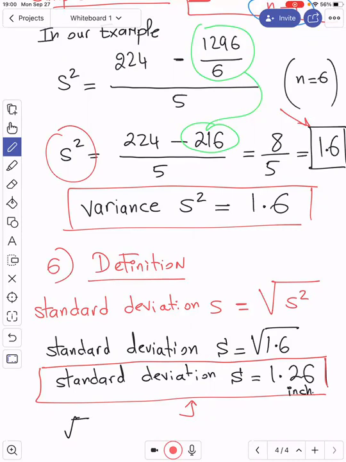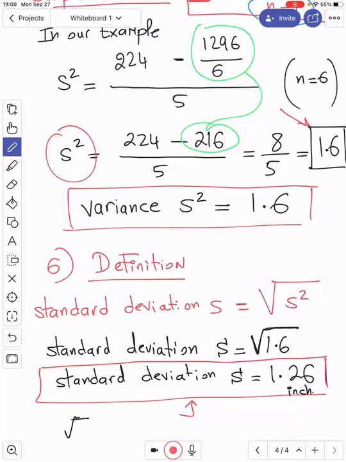When I meet you in person on Wednesday, I can show you, because we're going to do a lot of computations with the standard deviation and the variance. So if you have trouble with the calculator, I can help you with that on Wednesday. But all you have to do is press the square root and then press 1.6. So that would be the 1.26.